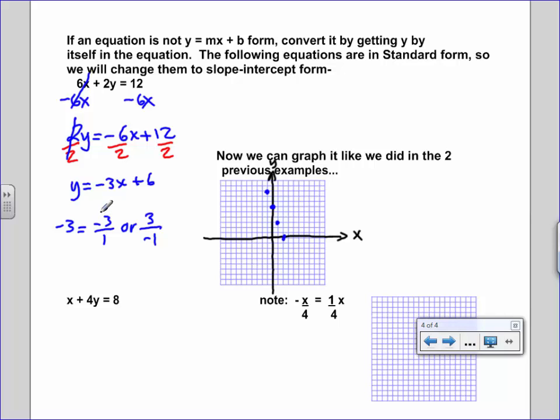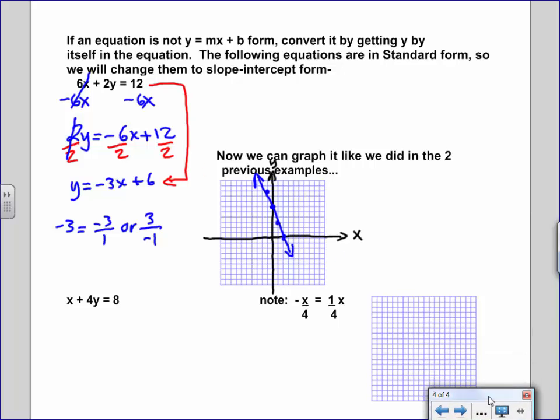If we just now draw a line through these points, you have graphed the line of this equation, 6x plus 2y equals 12, which we converted to y equals negative 3x plus 6. They're the same, but in different forms. We changed it from this form to this form simply to make it easier to graph. Okay, moving on to the next one.